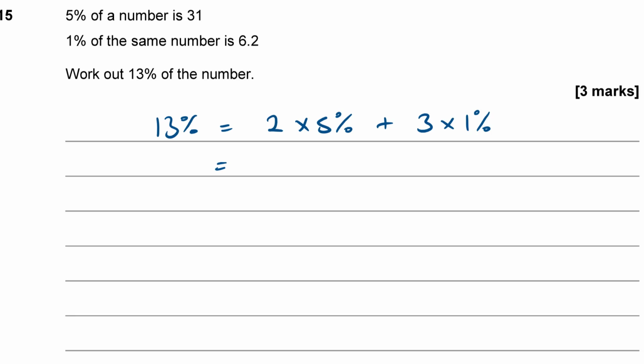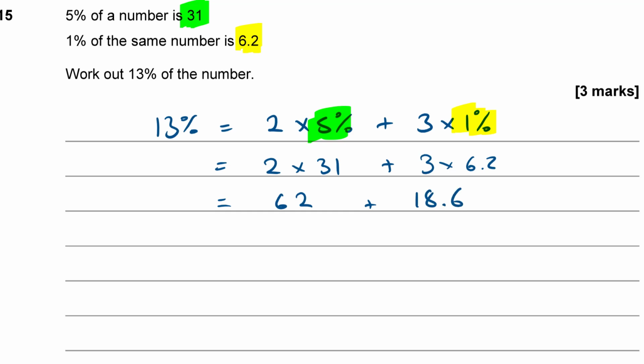So if I can take my 5% value, which is 31, and sub that in, so 2 lots of 31, plus my 1% value, which was 6.2, sub into there, 3 lots of 6.2, and then add those together, I get my 13%. So 2 lots of 31 is 62. 3 lots of 6.2. Well, 3 6s are 18 and 3 .2s are 0.6. So that's going to give me 18.6. And 62 plus 18.6 then.